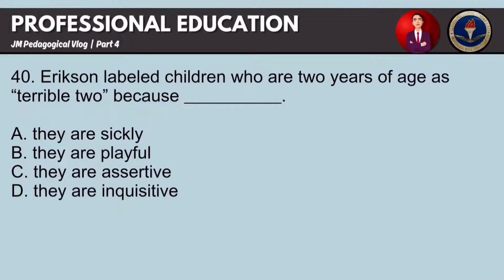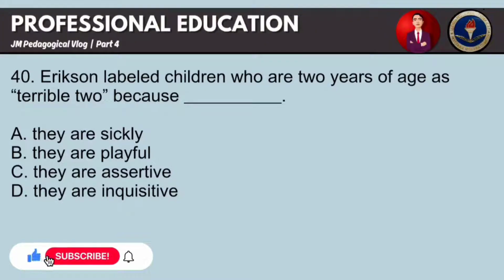Erikson labeled children who are 2 years of age as terrible twos, because A. They are sickly. B. They are playful. C. They are assertive. D. They are inquisitive.